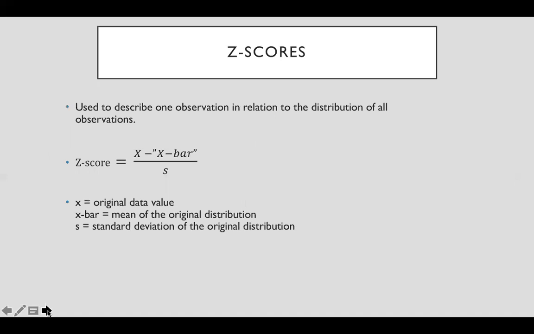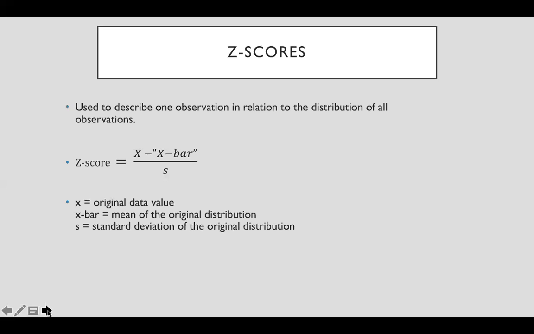Okay, so z-scores are used to describe one observation in relation to the distribution of all observations. You can calculate your z-score by taking your original data value, subtracting the mean of the original distribution, and then dividing that by the standard deviation of the original distribution.